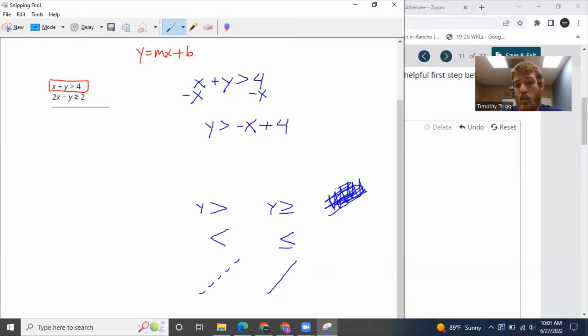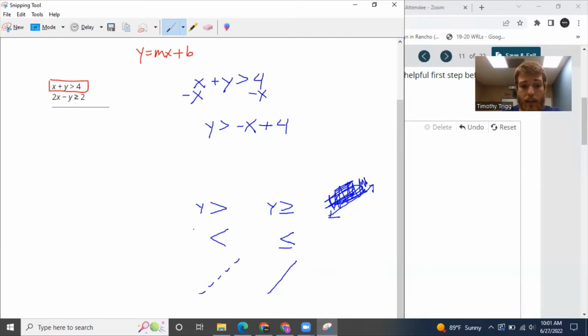So there's going to be shading above the line. If this is your line, which could be solid or dashed, if it's a y is greater than, then you'd shade above that line.